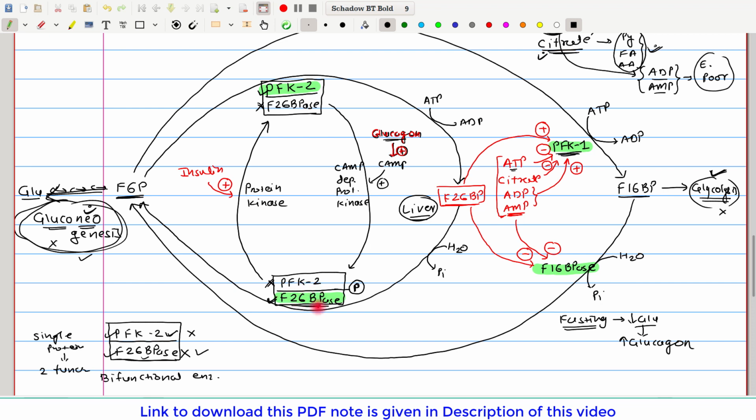And what will this fructose 2,6 bisphosphatase do? It will decrease the concentration of fructose 2,6 bisphosphate. As fructose 2,6 bisphosphate stimulates glycolysis, less fructose 2,6 bisphosphate will inhibit it, so there will be less glycolysis. Whereas, as this fructose 2,6 bisphosphate inhibits fructose 1,6 bisphosphatase, in this case it will stimulate gluconeogenesis.